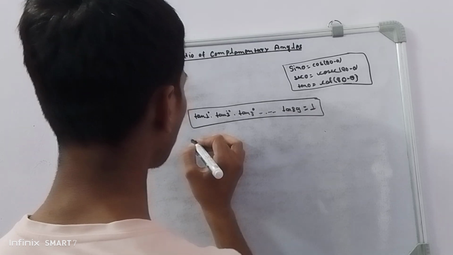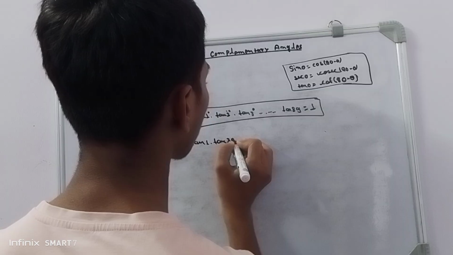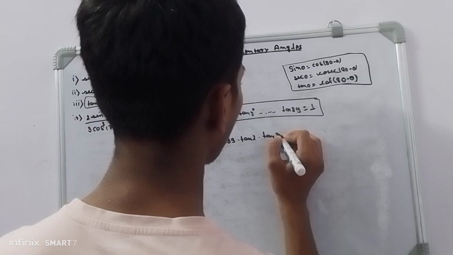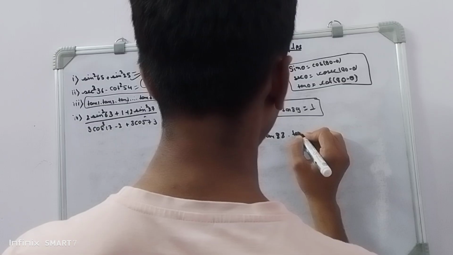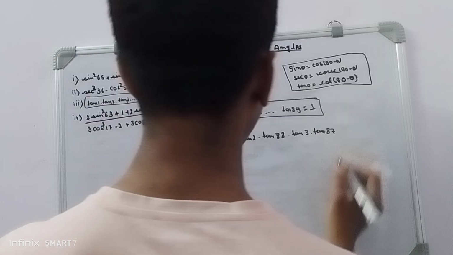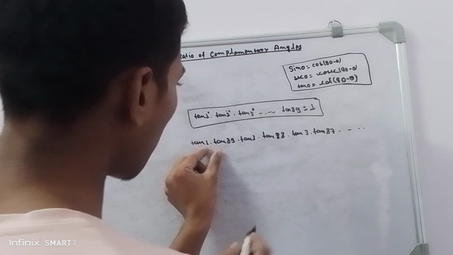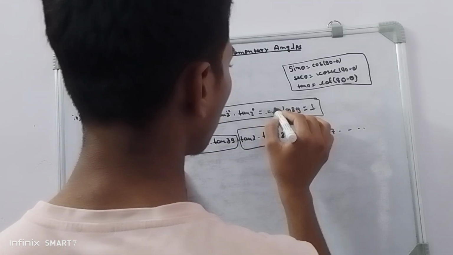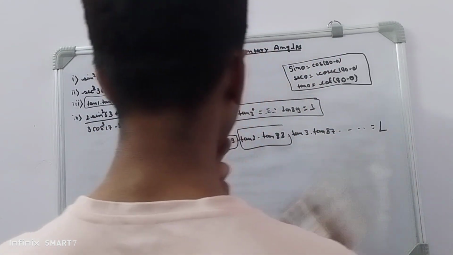So for this I would like to write like this: tan 1 into tan 89, then tan 2 into tan 88, and then tan 3 into tan 87. Like this you could write, and up to many, because we multiply, we just make it closer, since all the values are given here. So we just arrange them in sequential order so that we could prove this one easily.